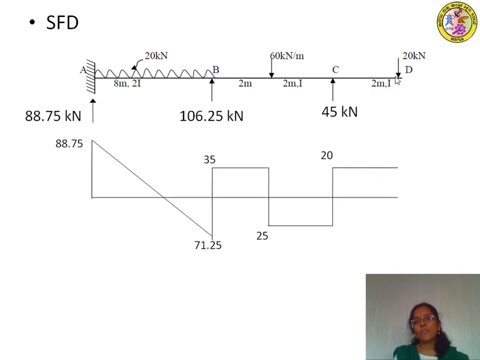And then the shear force to the right of D, we have a downward force of 20 kilonewton. Therefore, the magnitude of shear force to the right of D is plus 20 and then minus 20, that will be equal to 0. So always the shear force should come back to the baseline. Positive shear forces are drawn above the baseline and negative shear forces are drawn below the baseline. So this is the shear force diagram.